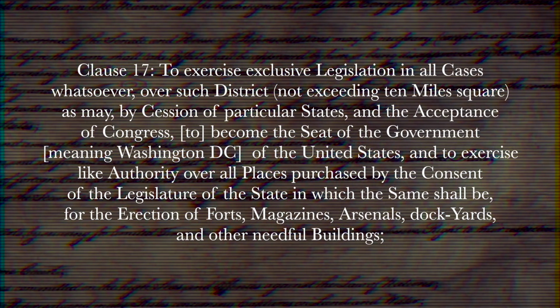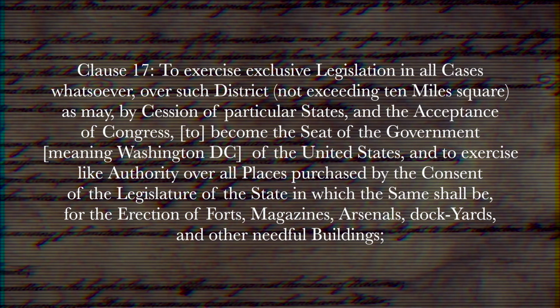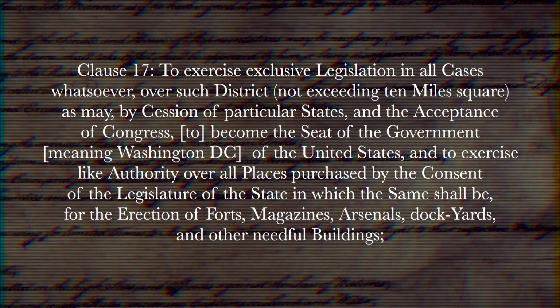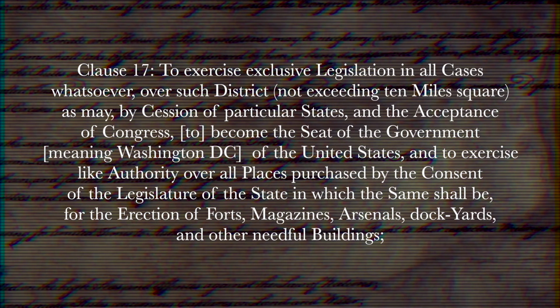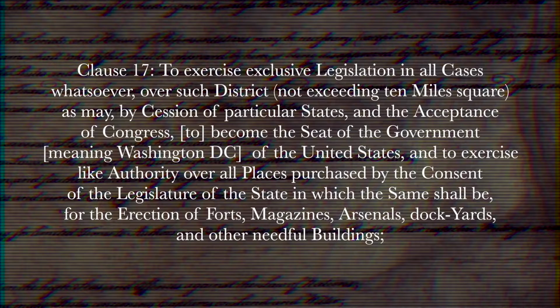which is the District of Columbia, and to exercise like authority over all places purchased by the consent of the legislature of the state in which the same shall be, for the erection of forts, magazines, arsenals, dockyards, and other needful buildings. Again, I'll make a note. This only gives authority for the federal lands to be for forts and other needful buildings to operate the military and other government agencies. It does not allow things like national parks, national forests, etc. These are all popular things, but if the people want them, we should amend the Constitution to allow them rather than just do it.